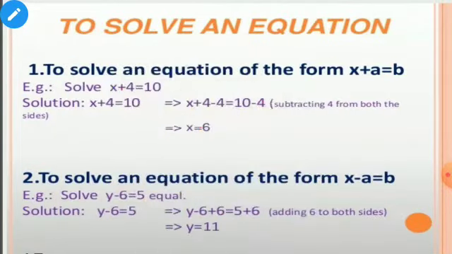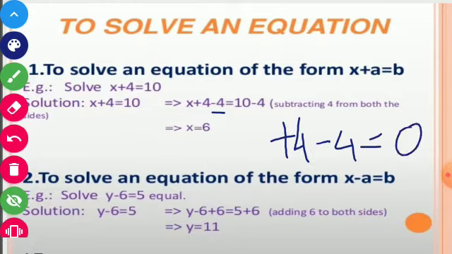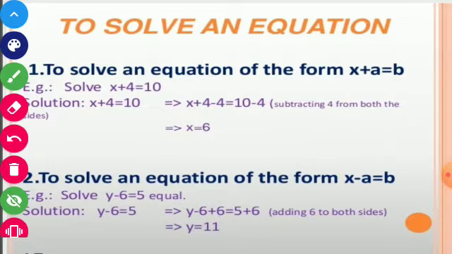For example, x plus 4 is equal to 10. Over here, I will use the property of subtracting. As we know, plus 4 and minus 4 is equal to 0, and we have to find out the value of x. So we have to remove this plus 4 from here. If we add minus 4, it will become 0. So we have to add on both sides. If we are adding or subtracting anything, we have to do it on both sides.